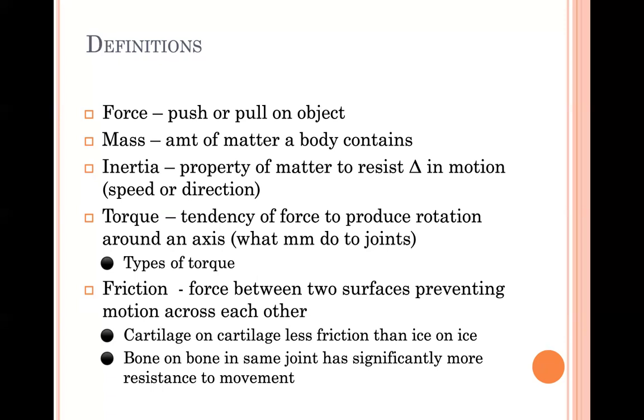Then we have friction. Friction is the force between two surfaces preventing motion across each other. So think of cartilage on cartilage, which is less friction than ice on ice. And then you have bone on bone friction. The same joint has significantly more resistance to movement. So think of your bone on bone as those clients who are having knee issues or hip issues. This is typically a sign of when you need to get a knee replaced or a shoulder replaced or a hip replaced, those type of things.